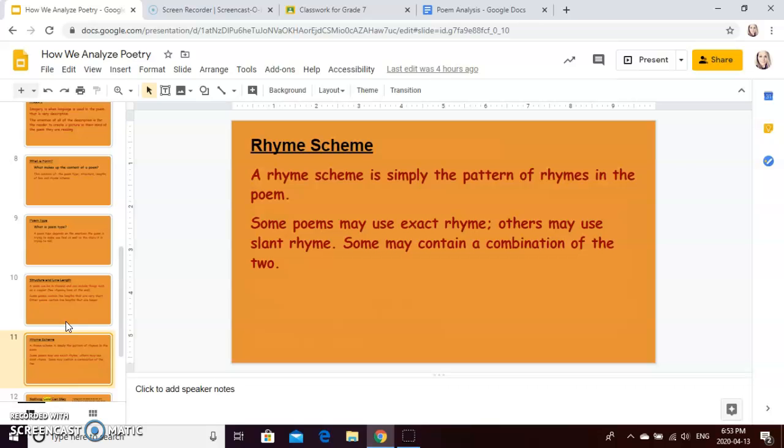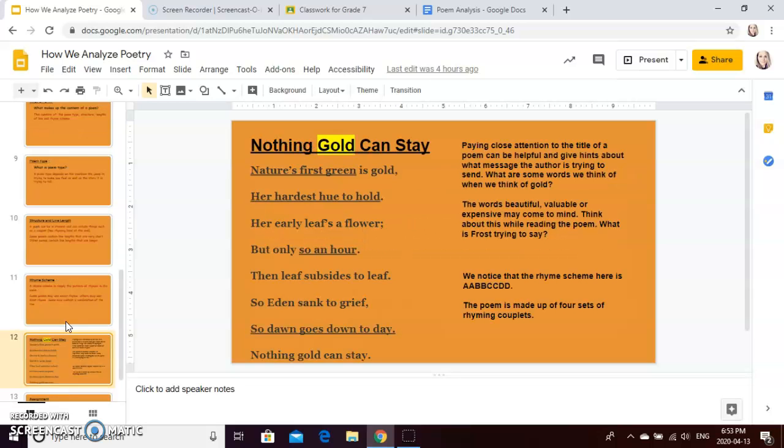So in the next slide, I'm going to show you a poem called Nothing Gold Can Stay. It's by Robert Frost. And we're going to look at both the content and the form in order to gain a better understanding of what Robert Frost is trying to tell us in the poem. So it's called Nothing Gold Can Stay.